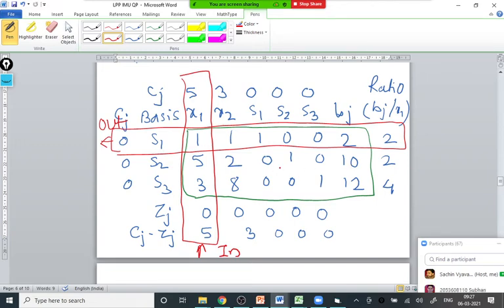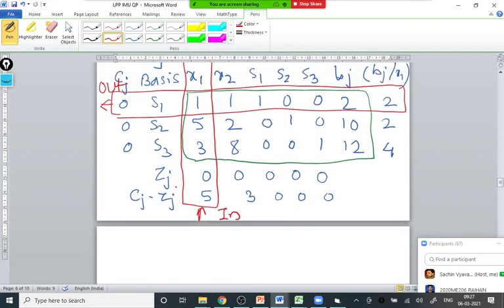Yes, sir. So you can take S2 also outgoing, but if you take S2 as outgoing, your 5 is the key pivot element and you have to convert that into a 1. But as I have taken S1 as outgoing, the pivot is already 1. There is no need of transformation. That is the best selection in this case. But those who are taking S2 as outgoing are also correct there.